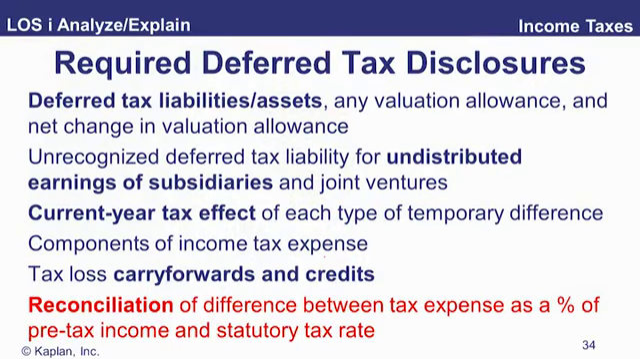Notice as well we need to show a reconciliation of the difference between the tax expense as a percentage of pre-tax income and statutory tax rate. Now, of course, when we look at the difference between the tax expense and the statutory tax rate as a percentage, so the effective tax rate and the statutory tax rate, we're going to see all of the permanent timing differences showing up. We'll also see differences caused by paying different taxes at different rates in different tax jurisdictions, especially if we're a multinational company.